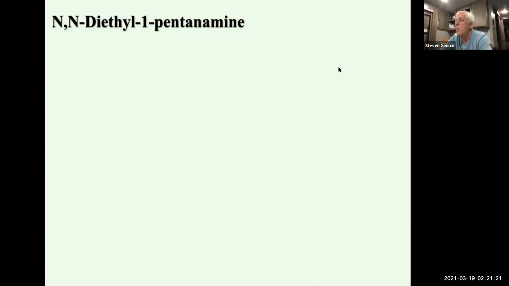So N,N-diethyl-1-pentanamine. All right. So N,N means it's a tertiary amine. It means there are 2 more attachments to nitrogen than just the normal 1 primary. So it says there's a nitrogen and there are 2 ethyl groups attached, diethyl. So CH3, CH2, CH2, CH3, there are your ethyl groups. And then 1-pentanamine. So from number 1 of the 5 carbons, there's an amine group attached. So we have 5 carbons. CH2, CH2, CH2, CH2, CH3.